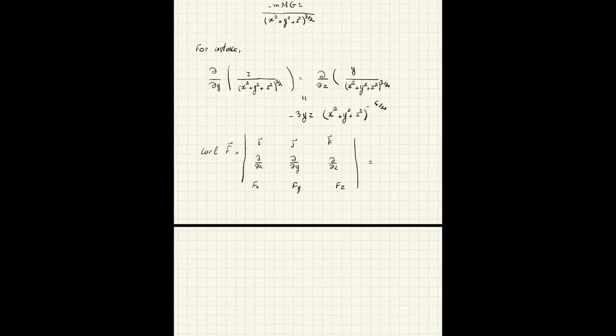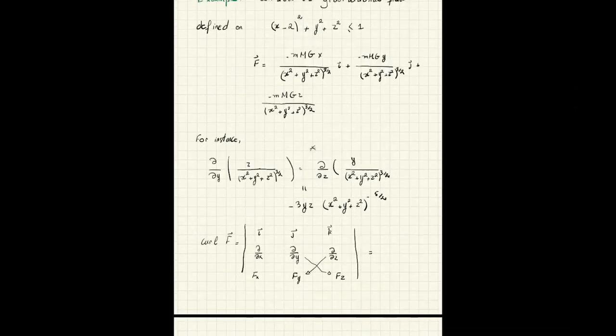So what I did here is just this one, right? I applied d/dy on Fz and I applied d/dz on Fy, okay? I didn't want to include the constants M and G because they're just constants. So when you do it for the other components, it's going to give you the same thing. So it will actually be 0.